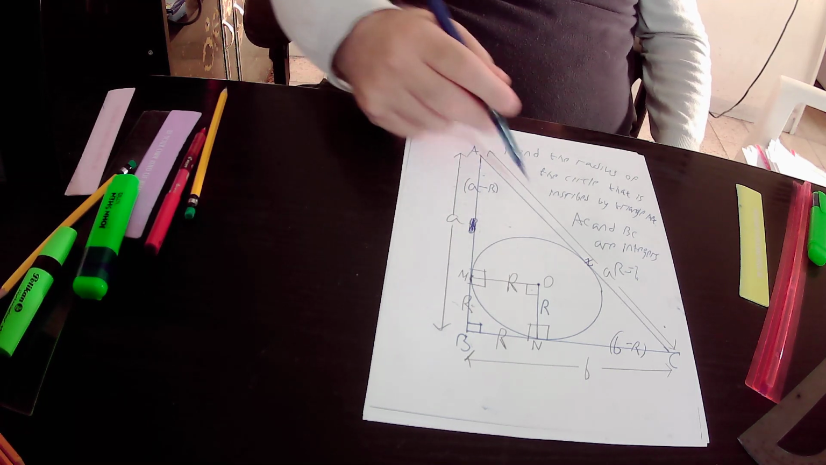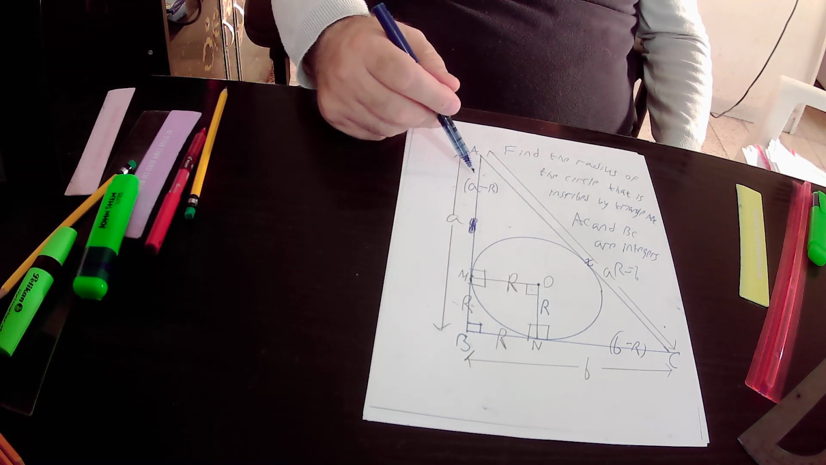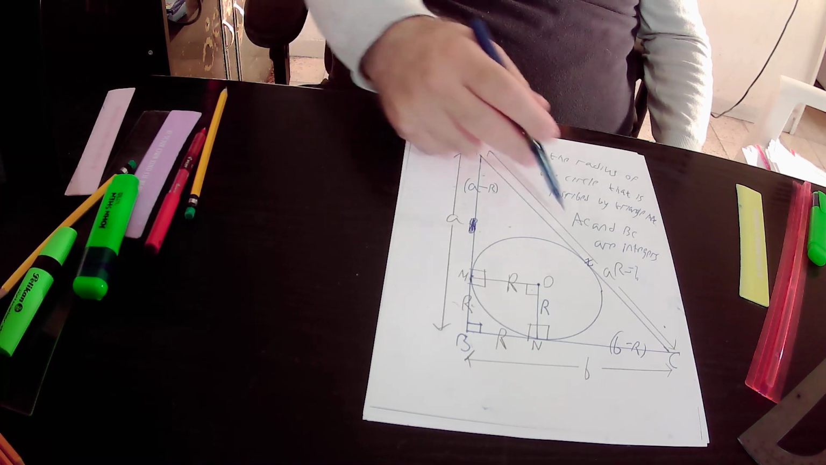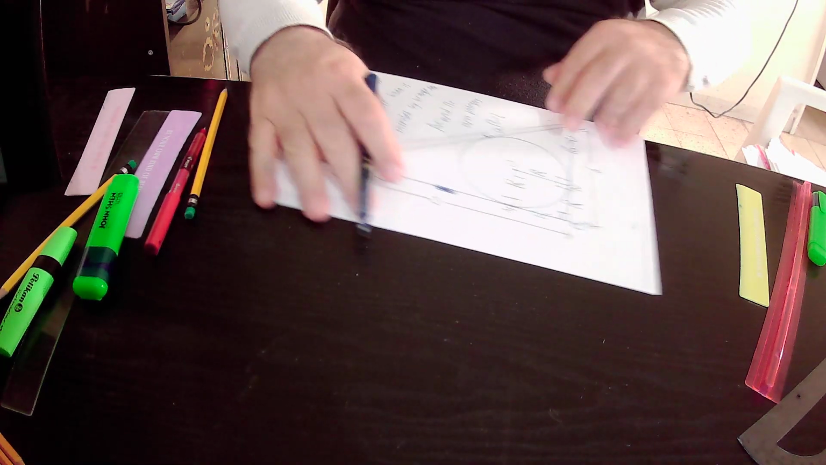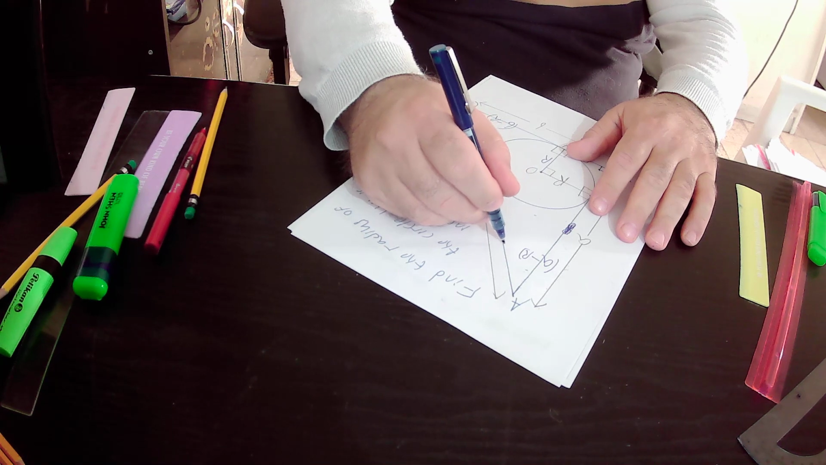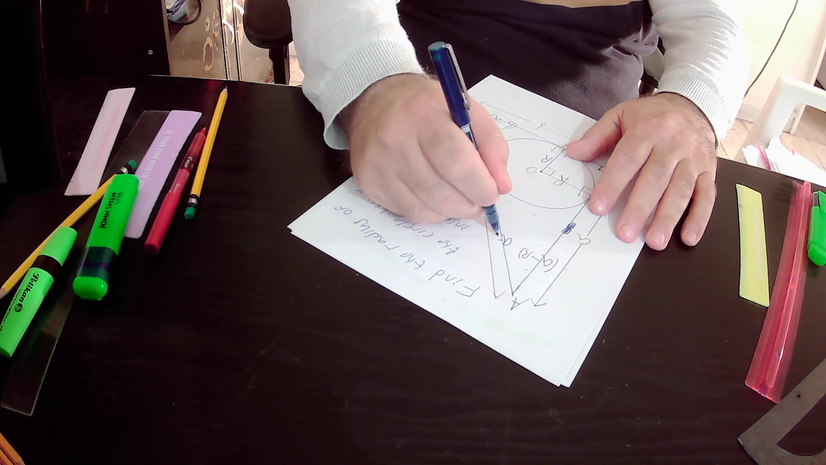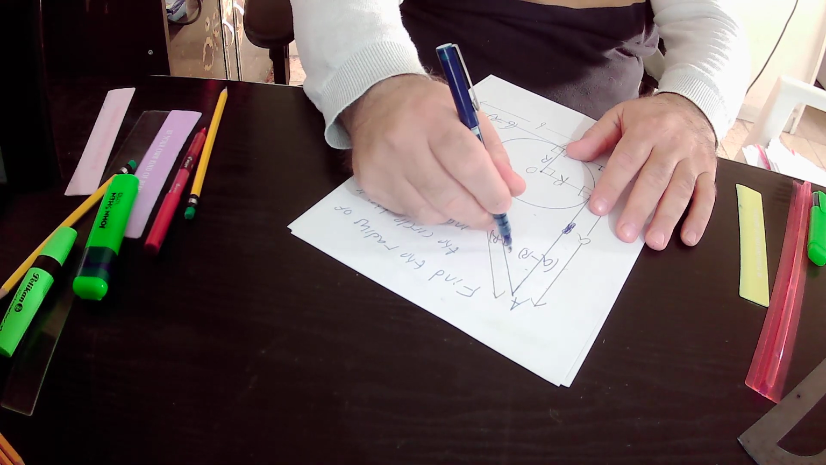AM equals AZ, but we have already found out that AM equals A minus R, therefore AZ must also be equal to A minus R. So AZ equals A minus R.